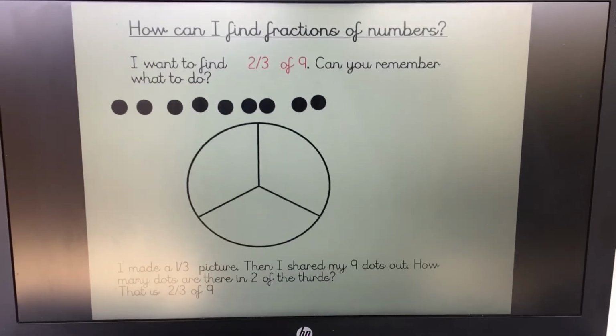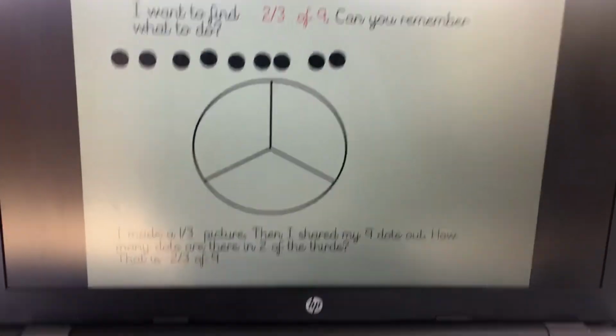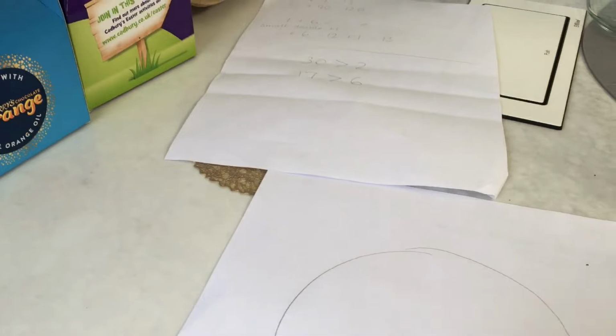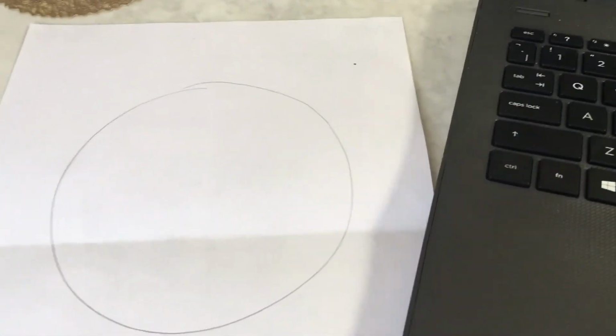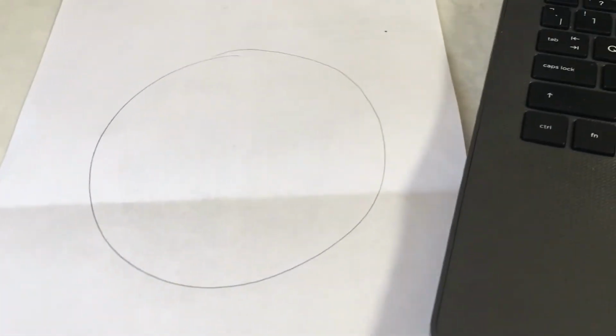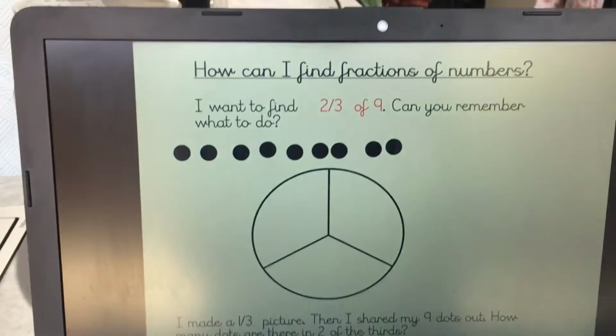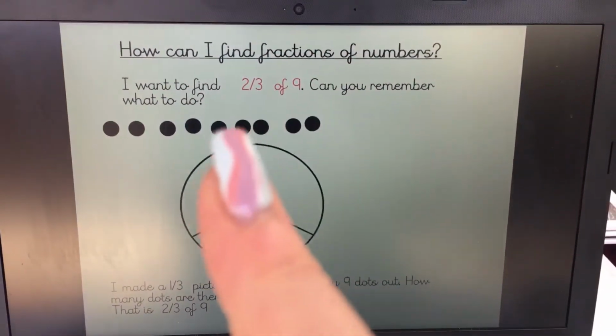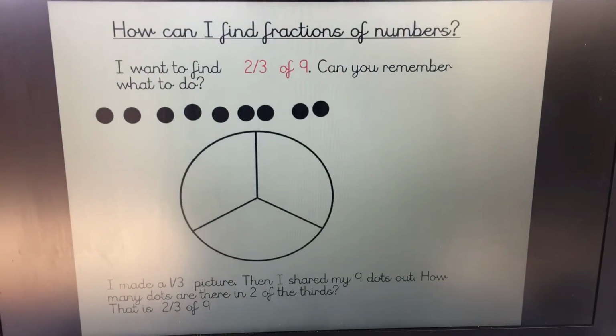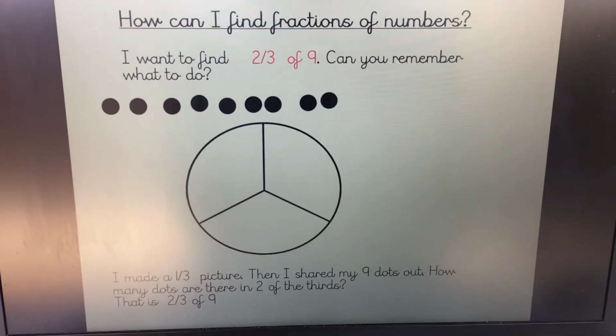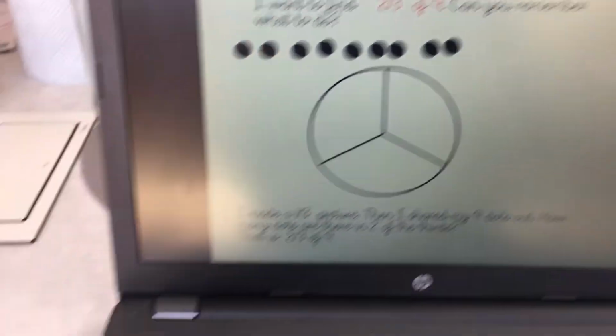Okay. Fractions of numbers now. So I would like everybody to make sure they draw a decent sized circle for this one. So the question is, what is 2/3 of 9? 2/3 of 9. So remember our trick.